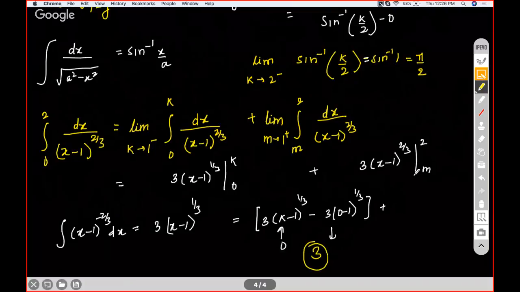I'm writing it in bold. Likewise here, when you put a 2, you get a 3. And minus 3(m minus 1) to the power 2 by 3. When you put m as 1, this part will become 0. So again a 3. 6. So the total answer is 6.